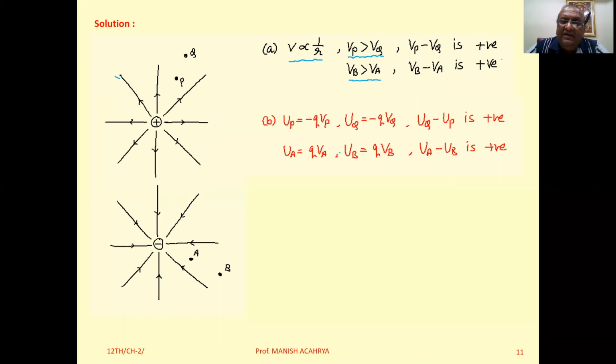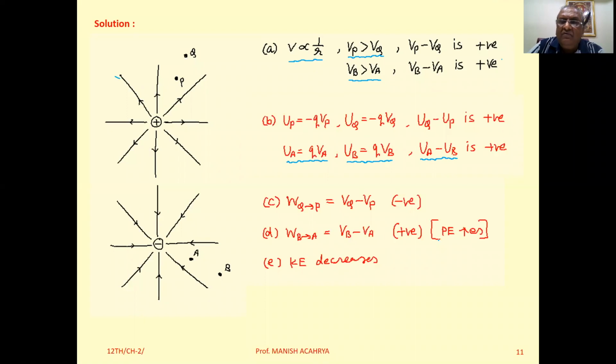Similarly, if we place the minus q charge at A, the potential at A is negative. So negative, negative, positive. So Ua is q into Va. At B, we can write minus q into minus Vb, that is q into Vb. Okay. So in that particular case, you will get Ua minus Ub, that will be positive. Clear to all of you?